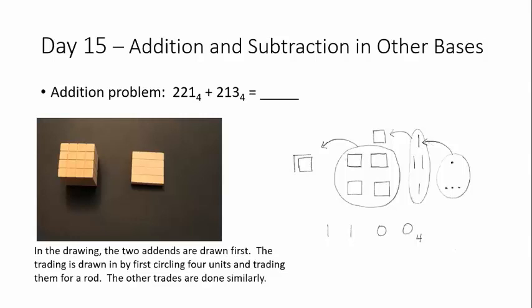Now there are 5 flats. You can circle any 4 of them, whichever 4 you like, and draw a cube. You're trading up for a cube, and draw an arrow to that cube, showing that the 4 flats are being replaced by the cube. The uncircled elements in your drawing represent the sum. The sum is 1100 base 4.